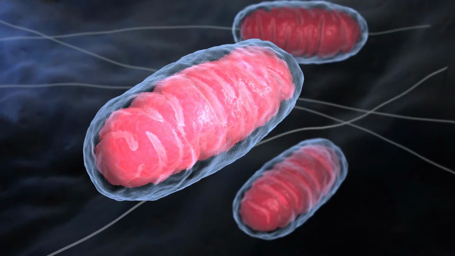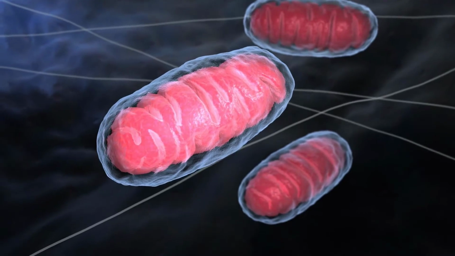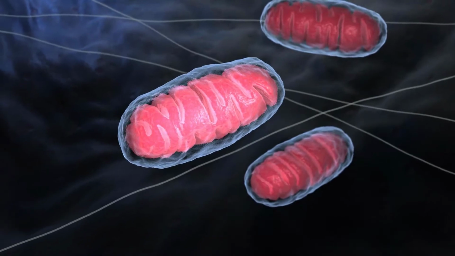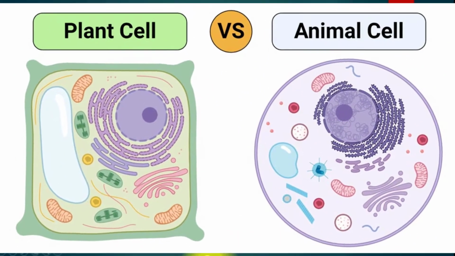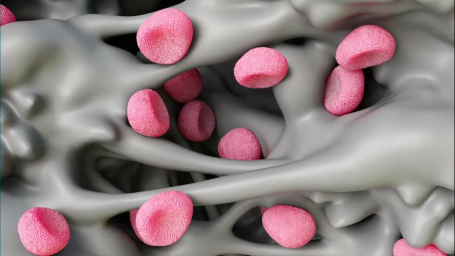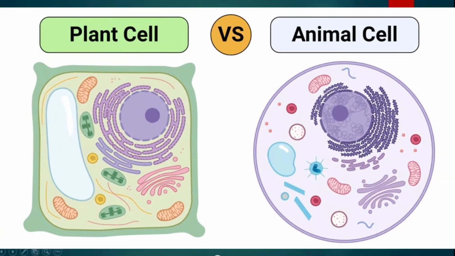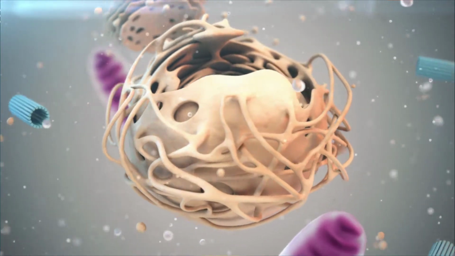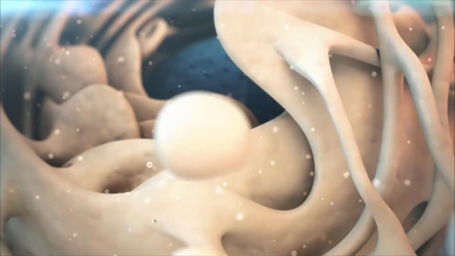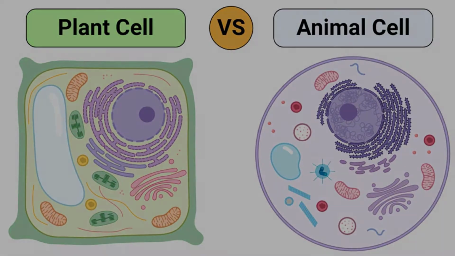The mitochondria is known as the powerhouse of the cell. Mitochondria release energy from sugars in the form of ATP through a process called cellular respiration. Both plant and animal cells have mitochondria. Ribosomes. Ribosomes aid in protein synthesis. Both plant and animal cells have ribosomes. The endoplasmic reticulum, or ER. The endoplasmic reticulum transports proteins and synthesizes lipids. Both plant and animal cells have an endoplasmic reticulum.